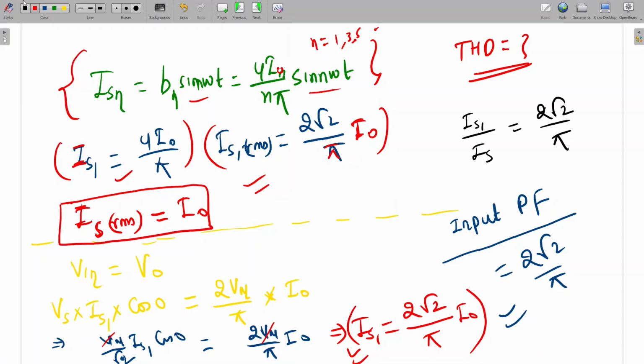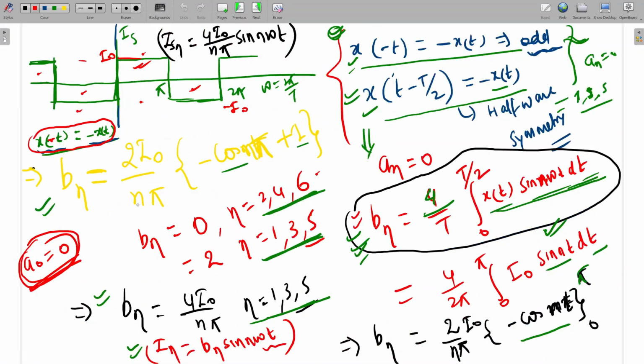The nth harmonic component is I_Sn = An cos n omega t + Bn sin n omega t. Here we have calculated the Bn value as 2 I naught upon n pi, so Bn will be 4 I naught upon n pi for n equal to 1, 3, 5. For n equal to 2, 4, 6 it will be 0, since cos 2 pi will be 1 and 1 minus 1 will be 0. So for even harmonics the Bn factor will be 0, and for odd harmonics it will be 2. So the final Bn value is 4 I naught upon n pi.